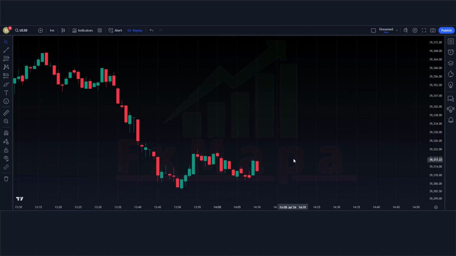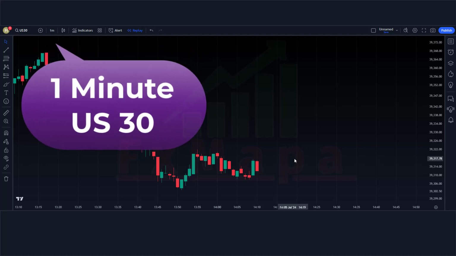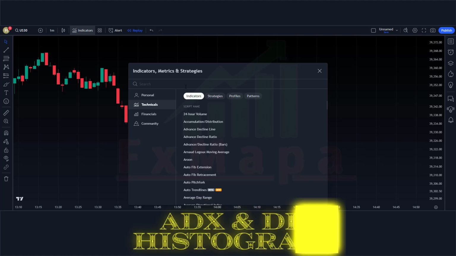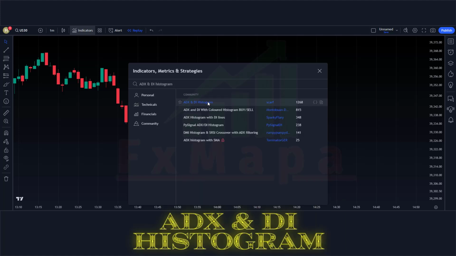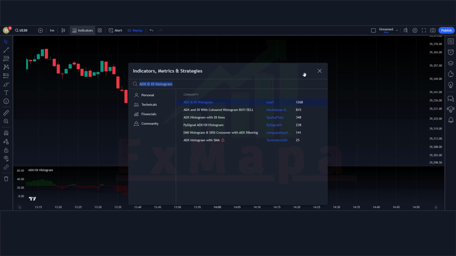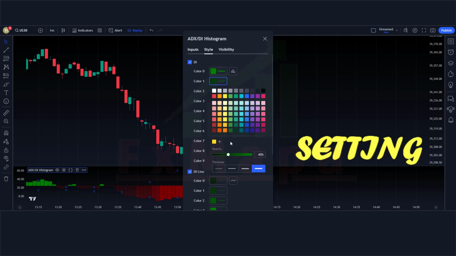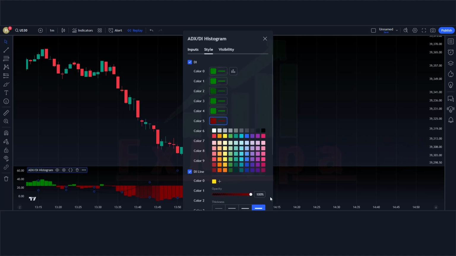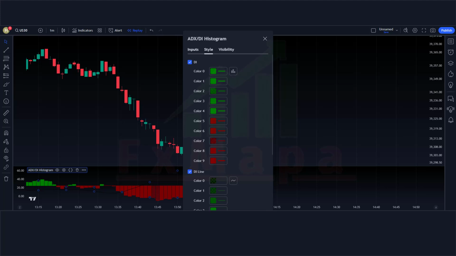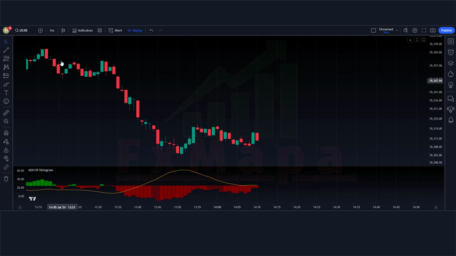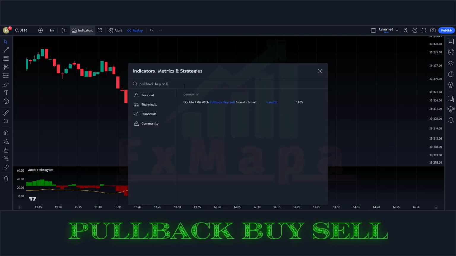So let's get started. Now let's create a trading setup. We are going to test this strategy on 1 minute time frame in US 30 chart. In this setup we would require two oscillators here. First indicator name is ADX DI Histogram. Keep the indicator's setting as I have shown here. Second indicator name is pullback by sell.